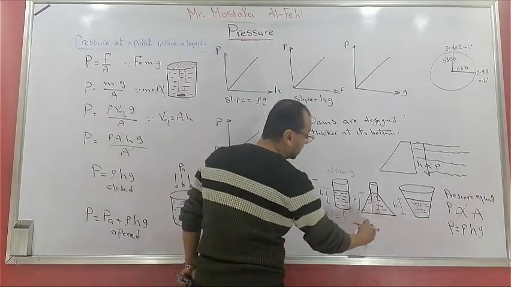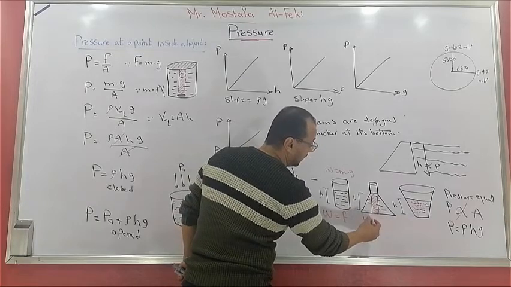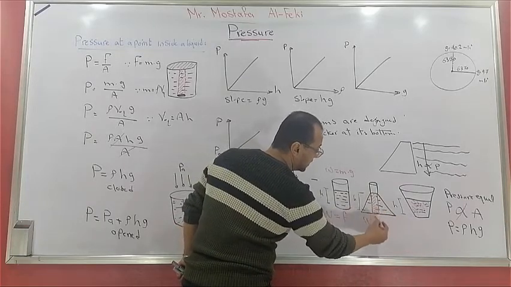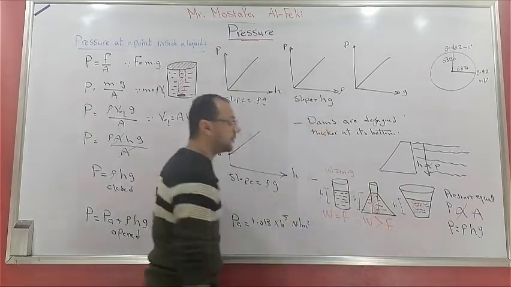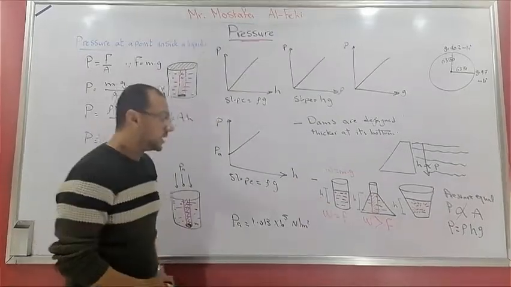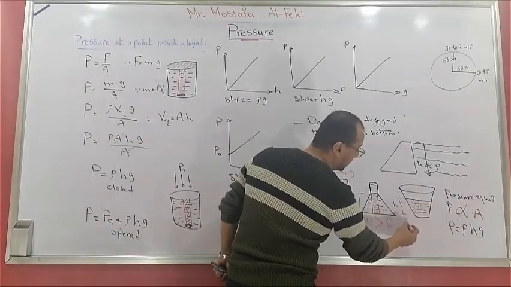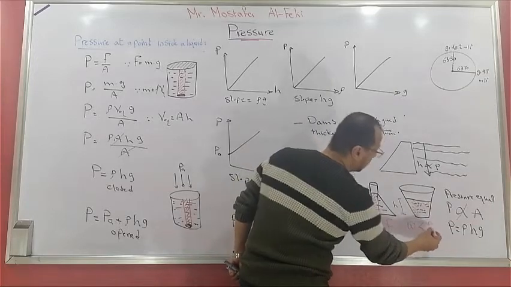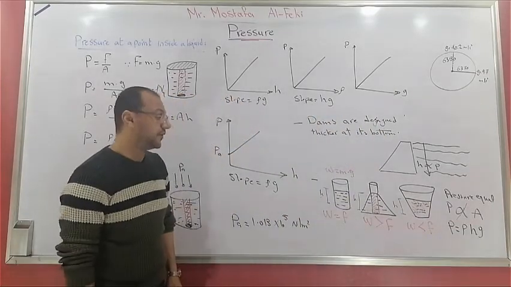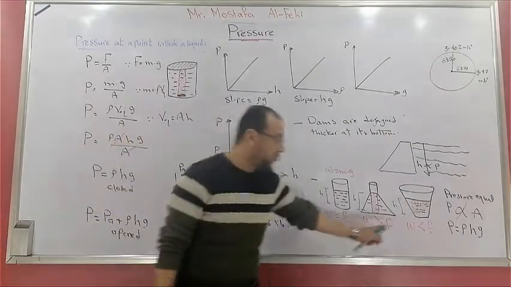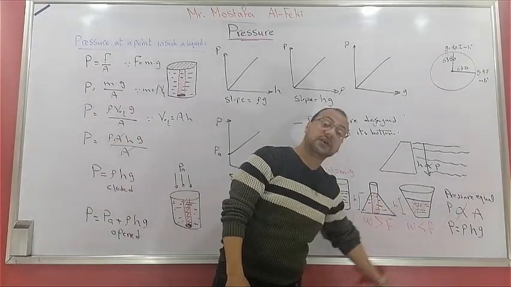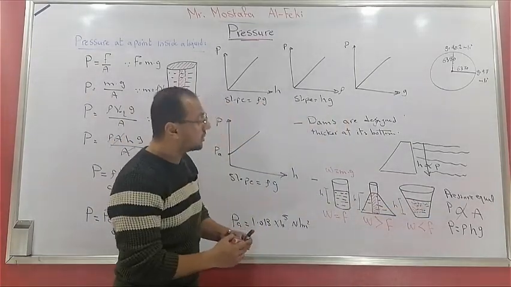In the second conical flask, the total weight of the liquid is greater than the force of the liquid that acts on the container. In the third, the total weight of the liquid is less than the force that acts on the base of the container. The total weight of the liquid is less than the force acting on the container.